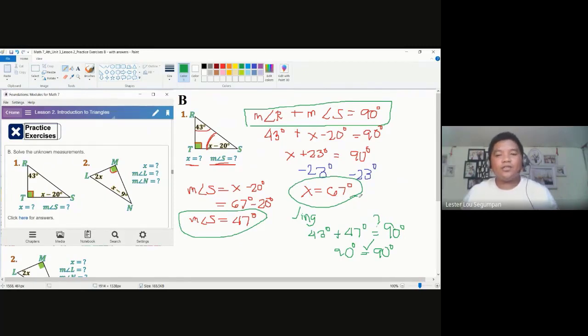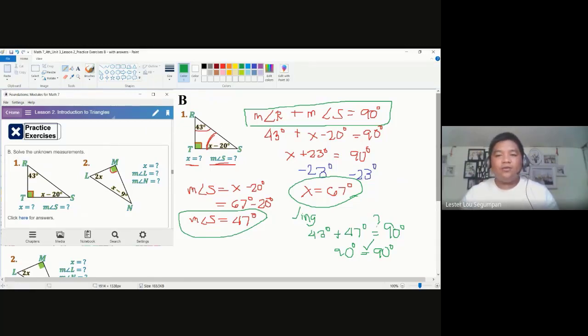So this is how we solve problems like this, because we already have a theorem stating that in a right triangle, the acute angles are complementary. We are sure that the non-right angles are acute, because if one of them were obtuse or right, we could not come up with a triangle. Please take note of that.